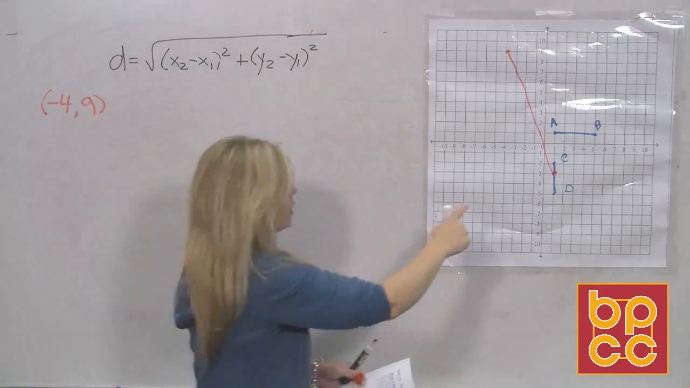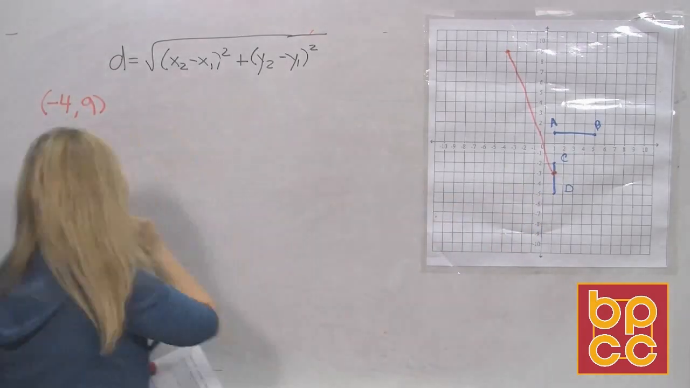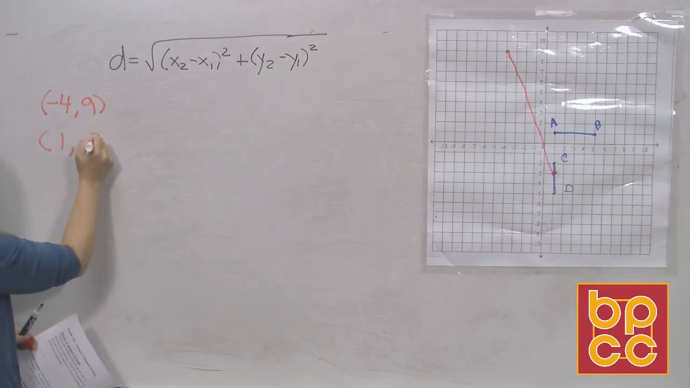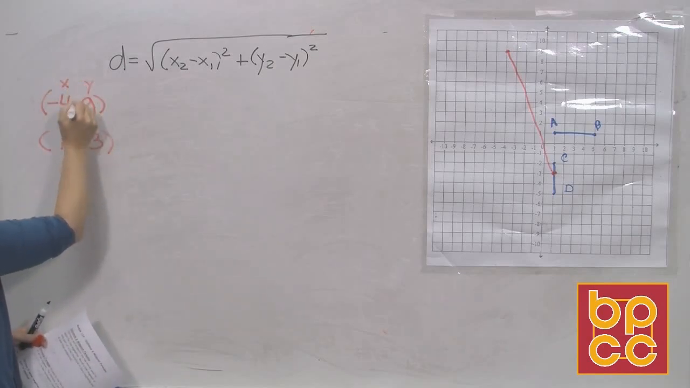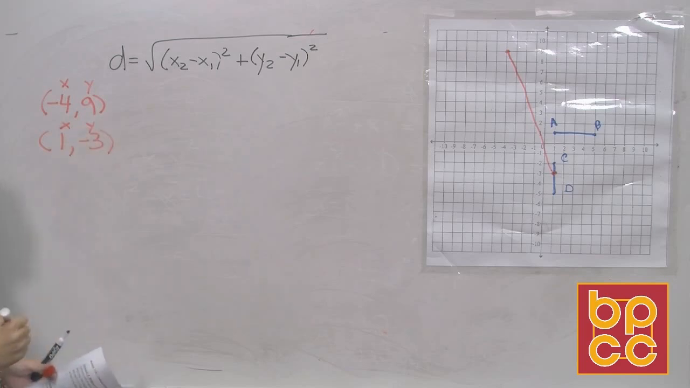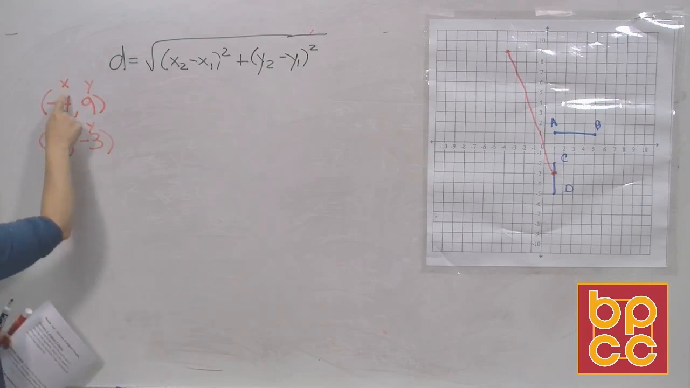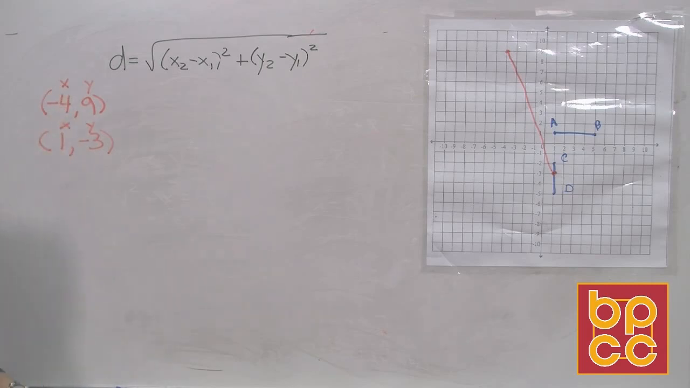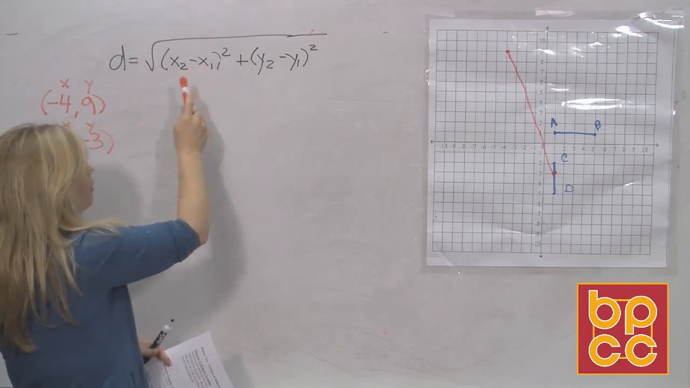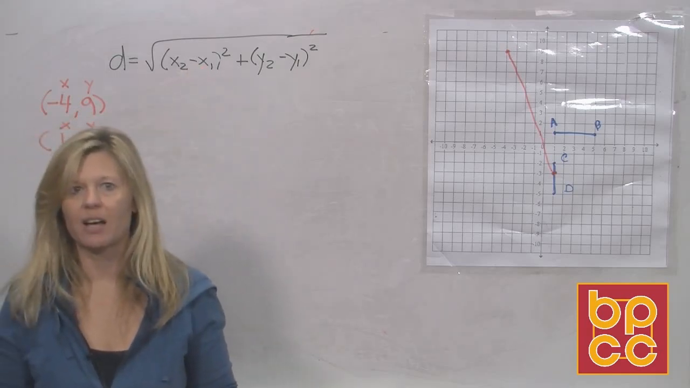And the other endpoint was (1, -3). The first hint I can give you is label each one an x and a y, so that when you go to substitute in the formula, you don't get confused. Now, important: it doesn't matter which point you make the x sub 1 and which one you make the x sub 2. This does not mean the second x and the first x. It just means there are 2 x values.